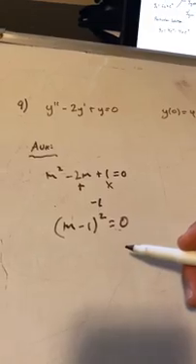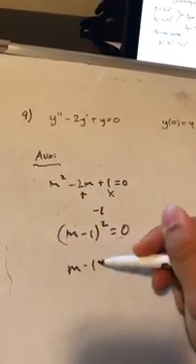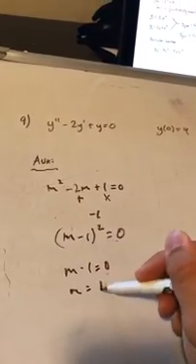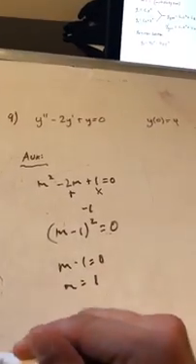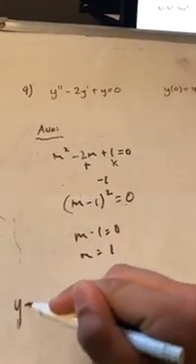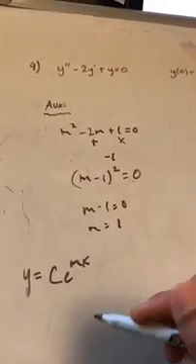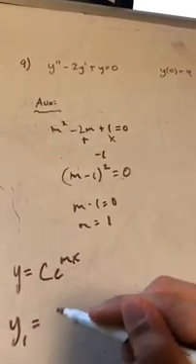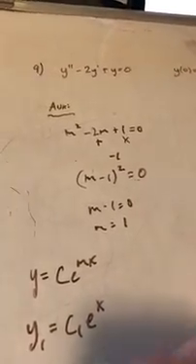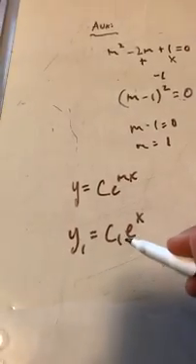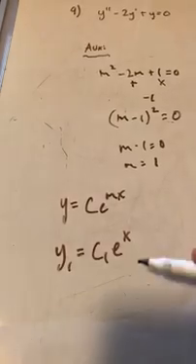All that means is, we'll get to that part later. So take the square root of both sides, m minus 1 is equal to 0, therefore m is equal to 1. Not plus minus 1, just 1. Alright, so from here, we can use that generic formula again, where y is equal to c e to the mx. So for y1, we have c1 e to the x, and y2 will not be c1 e to the x again, because they will not be linearly independent.